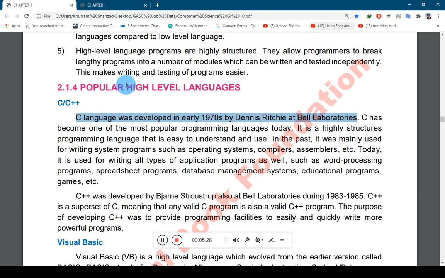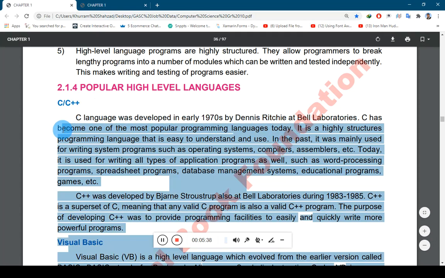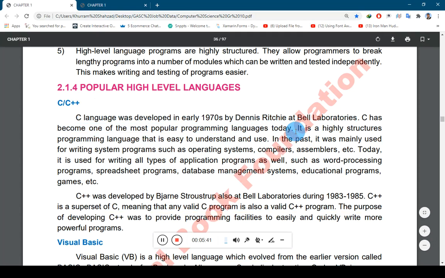C language was developed in the early 1970s by Dennis Ritchie at Bell Laboratories. C has become one of the most popular programming languages today. C has become the most popular language, so this is why we are going to study C language in our course. It is a highly structured programming language that is easy to understand.